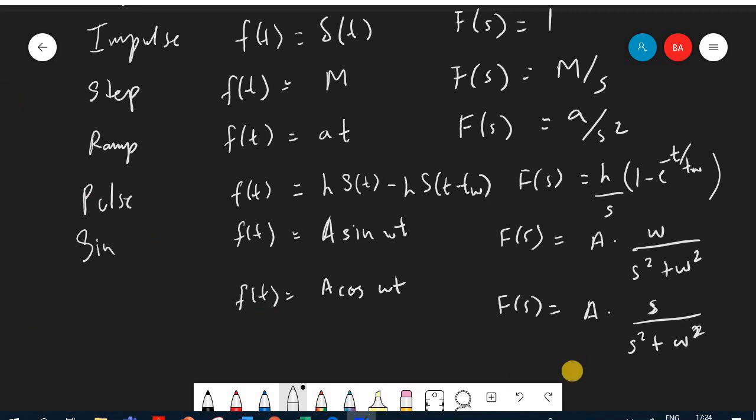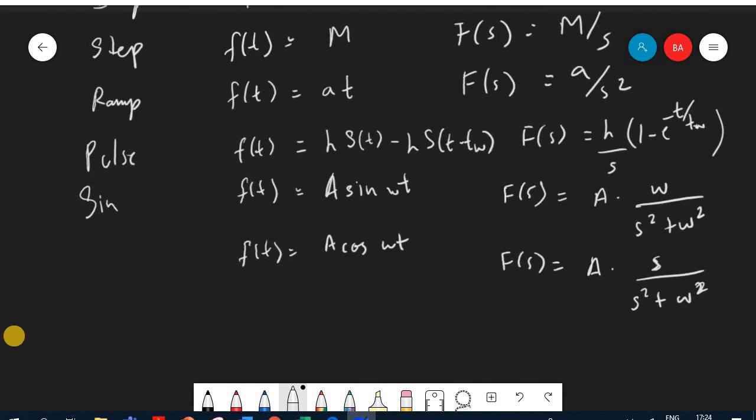These are the types of inputs that I have in my system. The question is, what will be my output if I have an impulse input? What will be my output if I have a step input? A ramp input? A pulse input? A sine input? And this is what we are going to see. We are going to study the output responses depending on these types of inputs. So this is what we are going to do here.